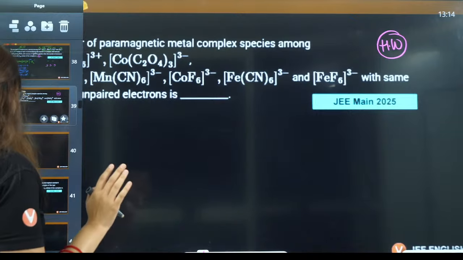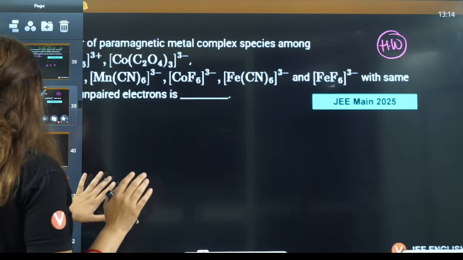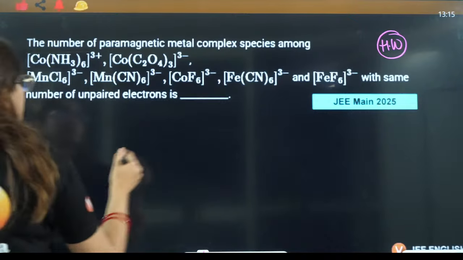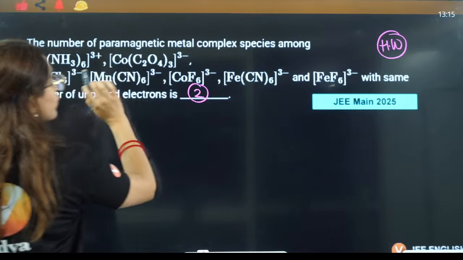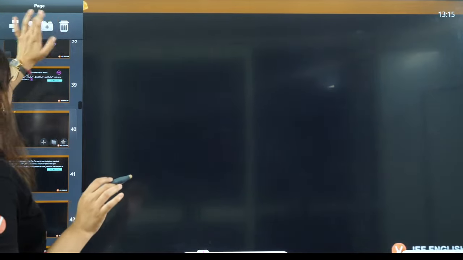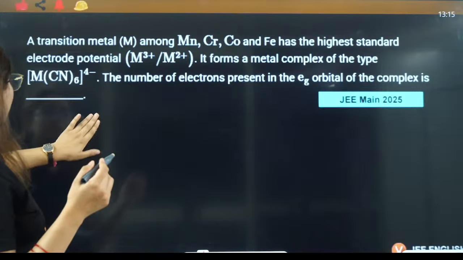Take a screenshot of this one. And I'll also give you the answer here. Just give me a second. I'll also give you the answer here so that you're able to see if you have answered it correctly or not, right? So there are 2 paramagnetic species here. Answer is 2 and you have to do it yourself, right? Because it is a JEE 2025 question and there is no tricky thing here.